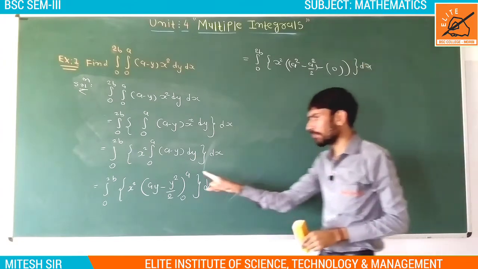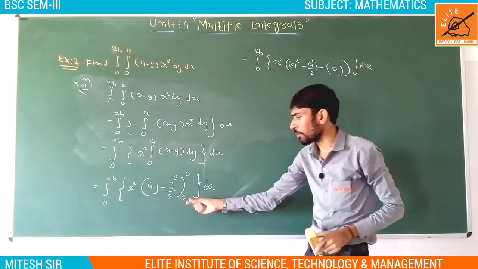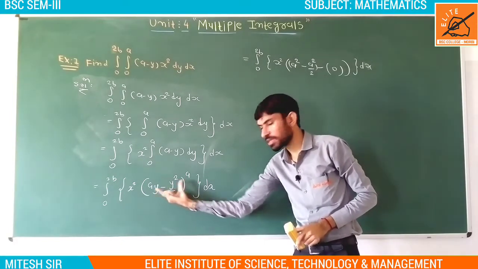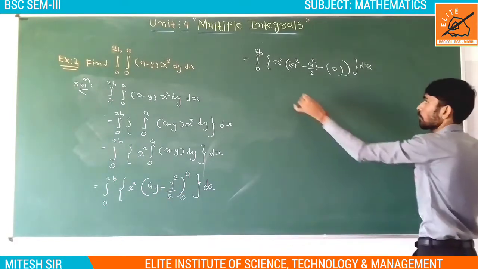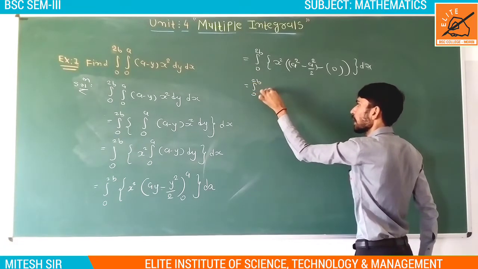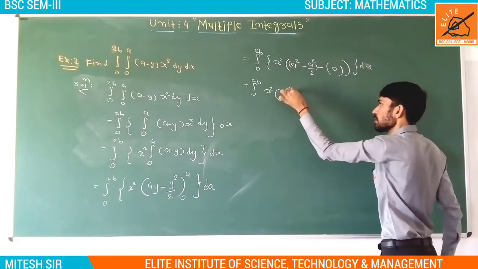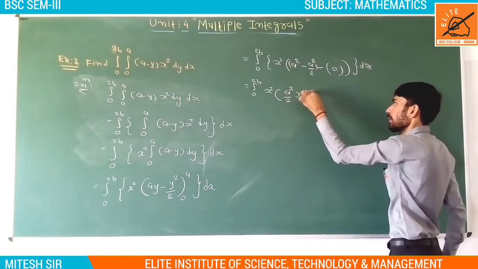First we apply the upper limit, that means a square minus a square by 2, minus lower limit, but lower limit is 0, so all terms are 0. So now we simplify: 0 to 2b x square as it is, a square minus a square by 2 remains a square by 2, into dx.